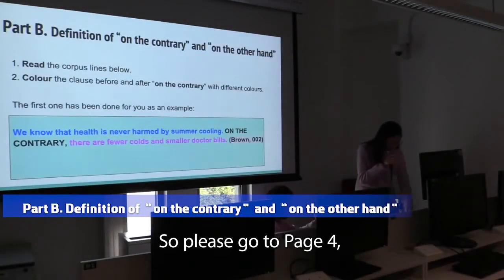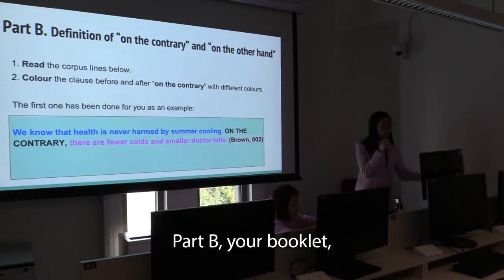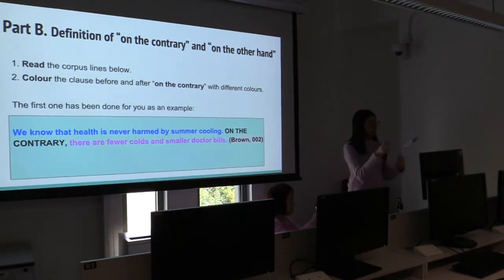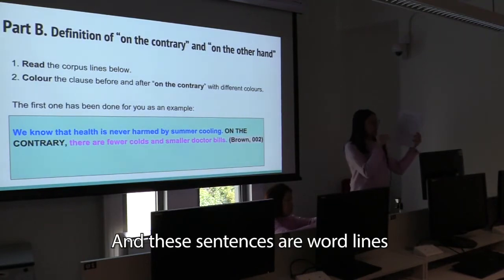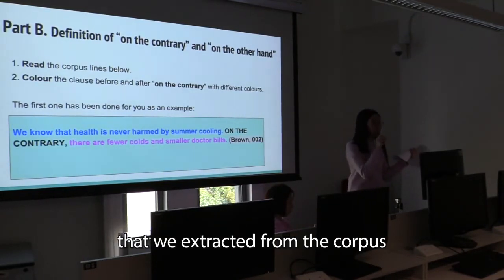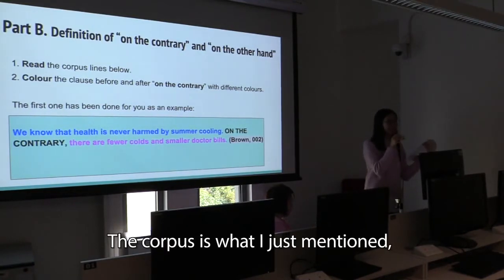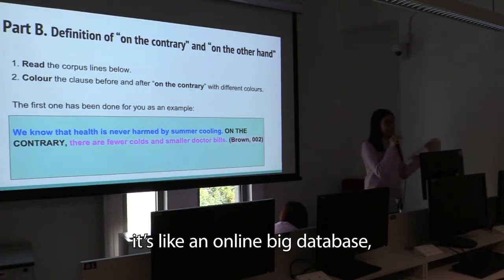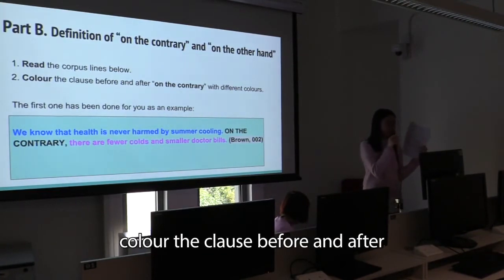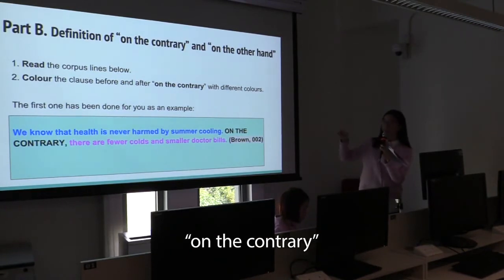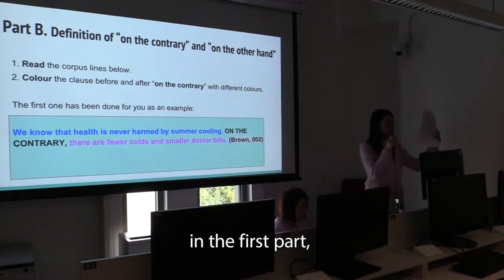So please go to page 4, part B in your booklet. You'll see there are a lot of sentences in the booklet. And these sentences are all lines that we extracted from the corpus. The corpus is what I've just mentioned, an online big database. So I would like all of you to color the phrase, color the clause before and after the words on the contrary in the first part.